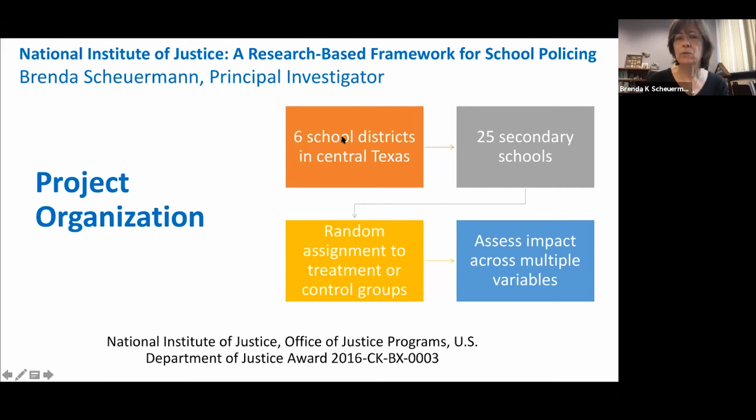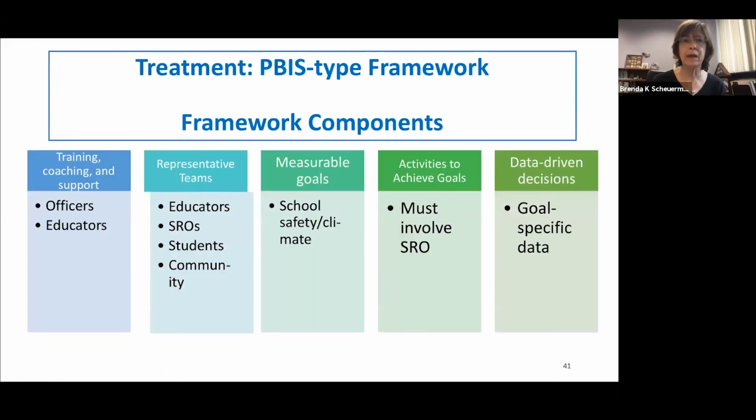In the project, we worked with 6 school districts in Central Texas, 25 secondary schools, middle schools and high schools, which were randomly assigned to either the treatment group or a control group. The treatment group got the PBIS framework and coaching and other forms of support. The control group was business as usual. We provided no PBIS support or interventions. And then we addressed the impact across multiple variables.